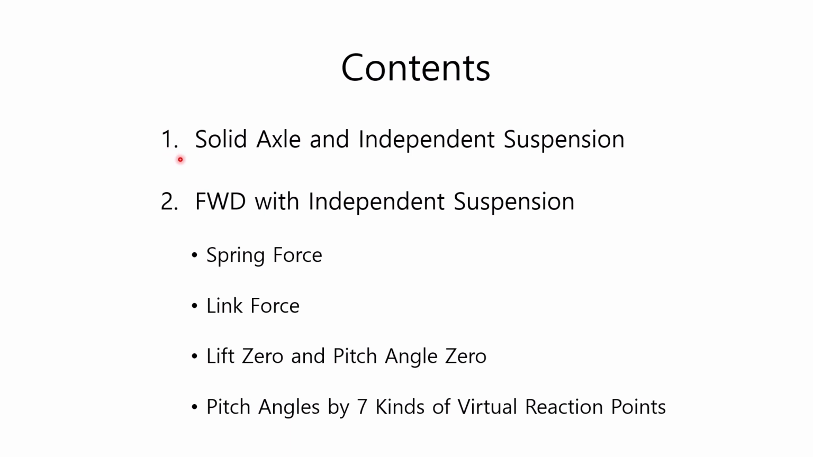First, we will compare the pitch geometry of front solid axles to that of a front-wheel drive vehicle with independent suspension. Then, we will examine the transmission paths of spring and link forces in a front-wheel drive vehicle with independent suspension and calculate the conditions for zero lift and zero pitch angle using moment about the virtual reaction point. Finally, we will explain the 7 pitch angles based on the location of the virtual reaction point.